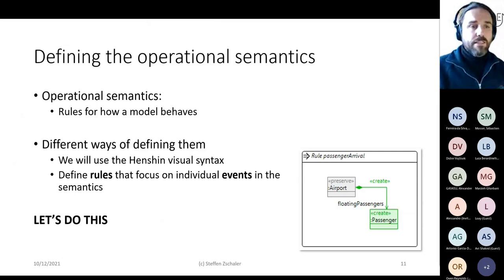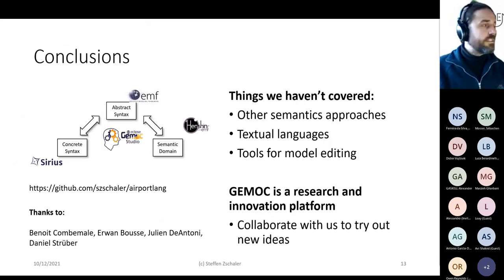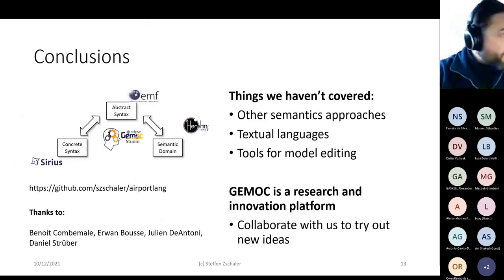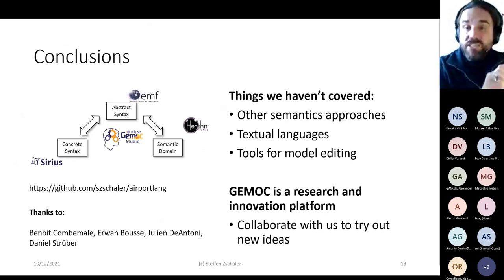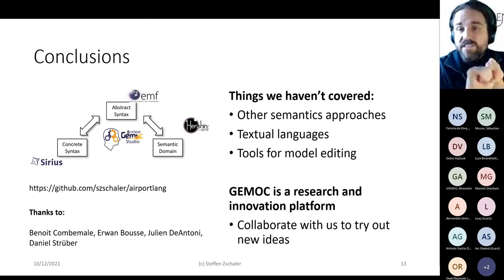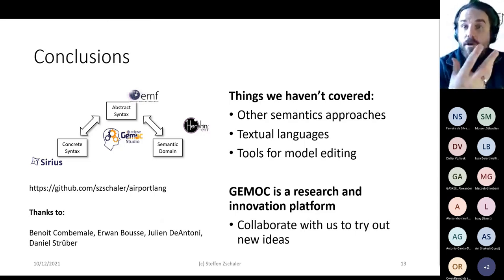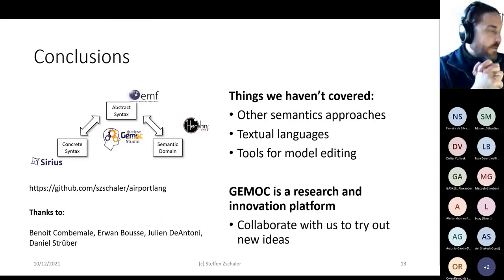We've talked about this and done this. So just to conclude, we've looked at how we define the abstract syntax with EMF, the concrete syntax with Sirius, and how we can use Henshin and the GEMOC Studio to provide an operational semantics for our language, and use that to debug models in our language. Here's again the link to the airport language.